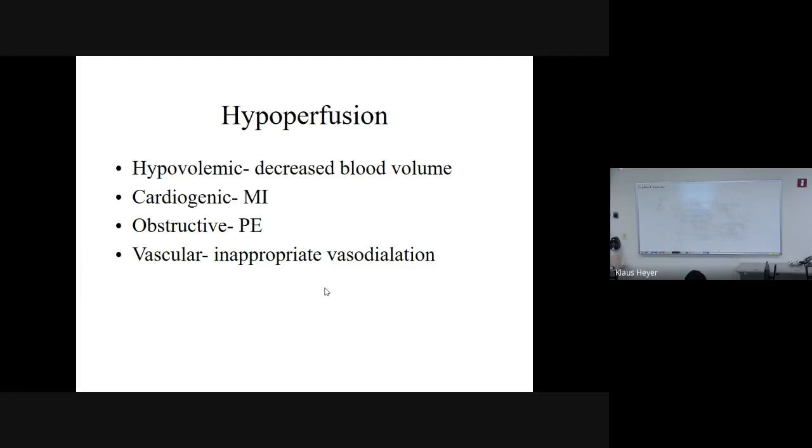Then the fourth is vascular. These have all the words sometimes. The vascular one slips my mind right now. They call it neurogenic. That's like another name. Okay, so sometimes these terms have other names. But I was just calling it vascular because you're having inappropriate vasodilation.